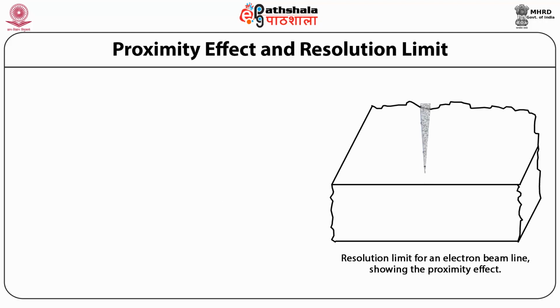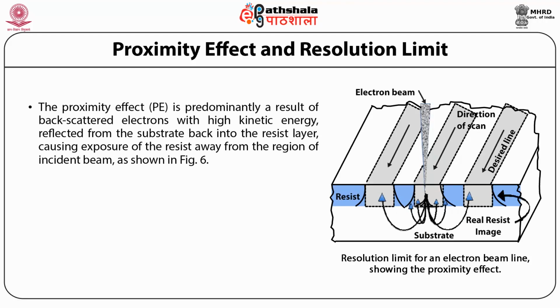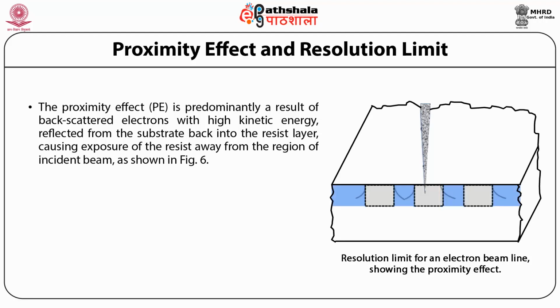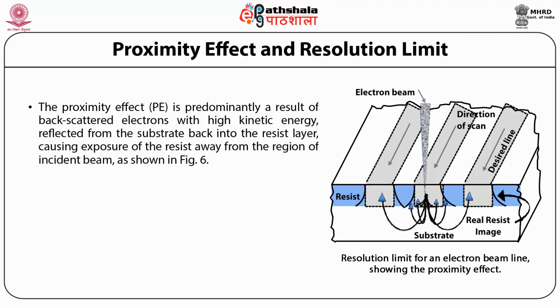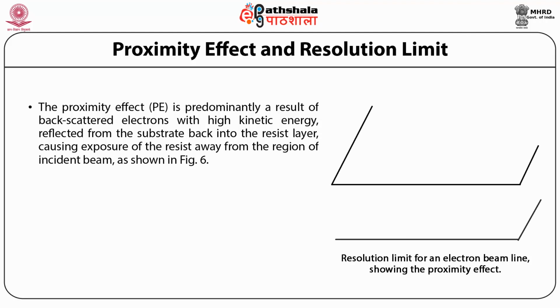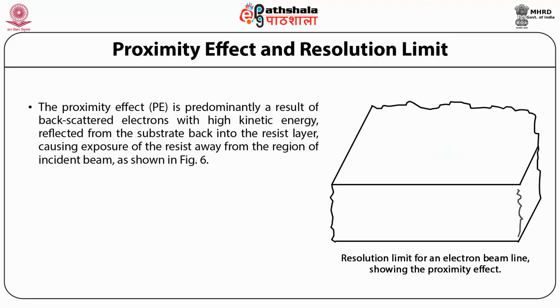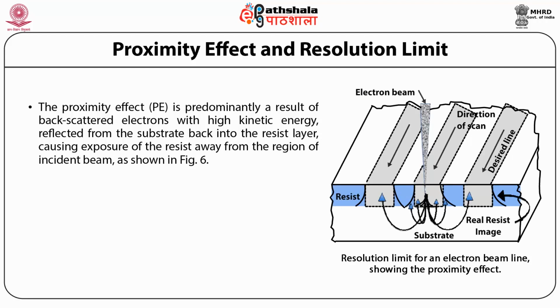Proximity effect and resolution limit. The proximity effect is predominantly a result of backscattered electrons with high kinetic energy reflected from the substrate and entering again into the resist layer, causing exposure of the resist away from the region of the incident beam, as shown in figure 6. The backscattered electrons originate from collisions with atoms in the substrate and travel in the resist at wide angles compared to electrons in the primary beam.